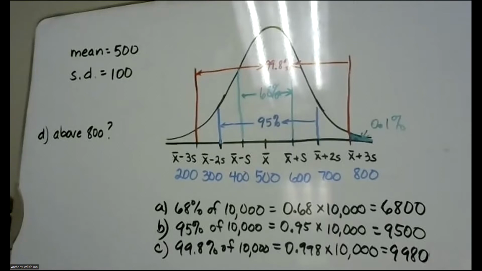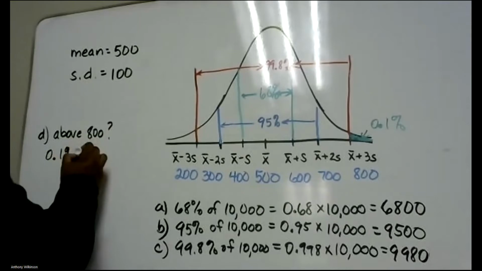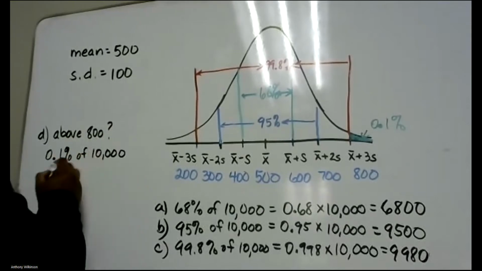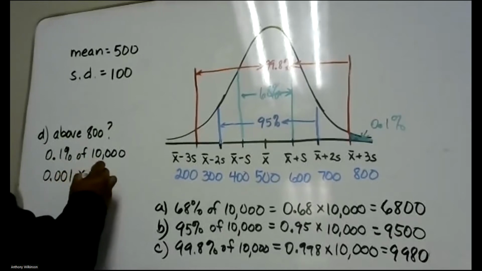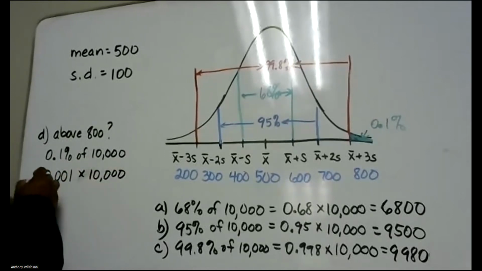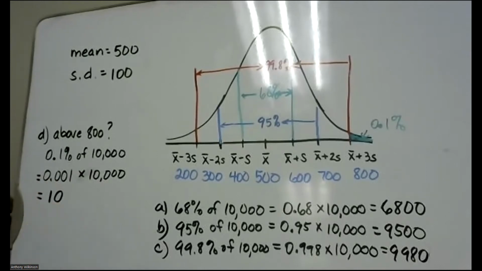All right. So we have to do 0.1% of 10,000. 0.1% as a decimal would be 0.001. And of means I have to multiply by 10,000. So what would that number be? 10. So that means only 10 students scored above 800.